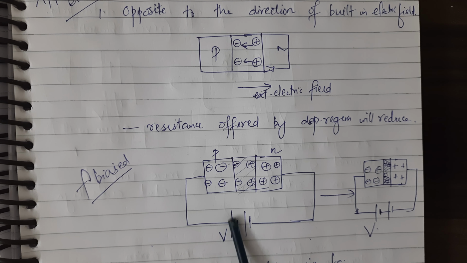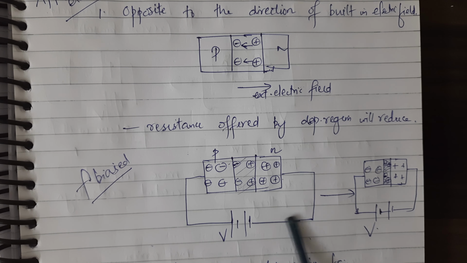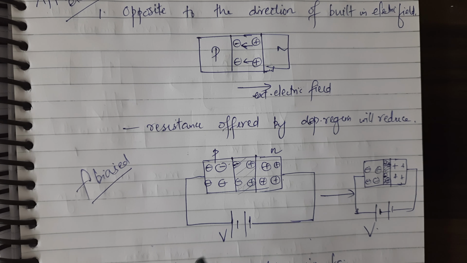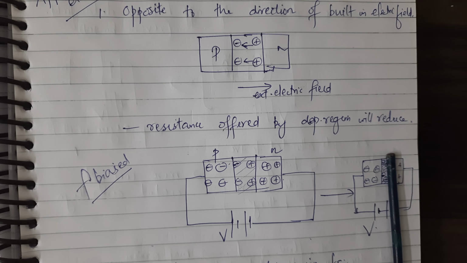See, we are applying the positive terminal to the p side and the negative to the n side. So what happens is, suppose it's a silicon crystal, and the barrier potential is 0.6 or 0.7, whatever it may be. Suppose we imagine it is 0.7 volt, and this voltage is greater than 0.7 volt, then what happens? Then the depletion region will decrease.